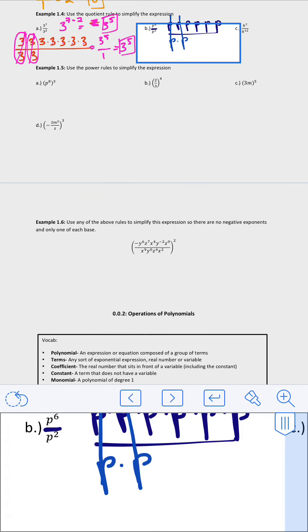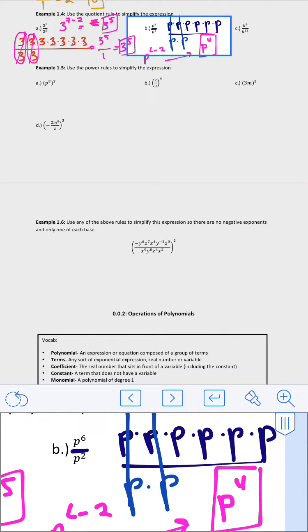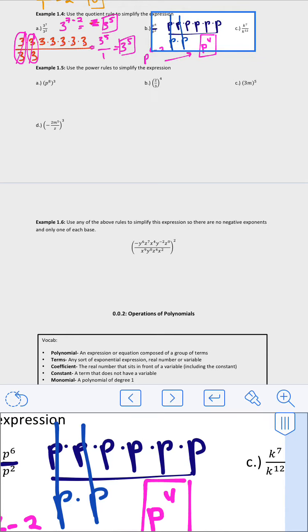Okay, so I'm left with 4 p's on the top, which is p to the 4th. Now if you don't like that way, you can take p to the 6th minus 2, which would again give you p to the 4th. Same thing. Alright, so that one, even if it's a variable, same exact thing, same exact process. How many from the top and the bottom can you cancel out to 1? And then your answer is how many is left over.